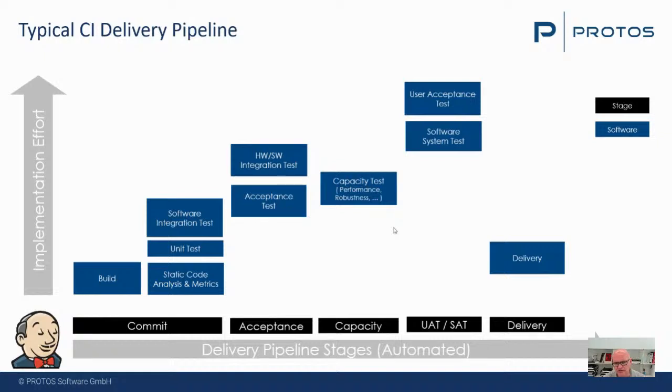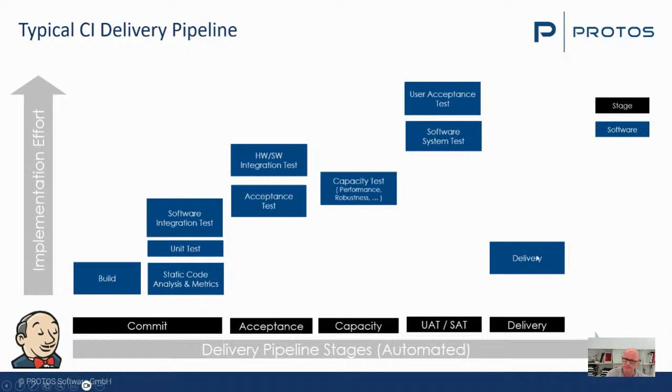Sometimes in this stage, the tests run really, really long because you want, for example, stability tests over a certain period of time, or robustness tests, stress tests, and so on. They usually take a little bit longer, so put them in a separate stage. Then the next stage would be a user acceptance or a system acceptance test stage. User acceptance test is usually a manual test. Software system test is usually an automated test, or can be an automated test. And in the end, you have the delivery stage.